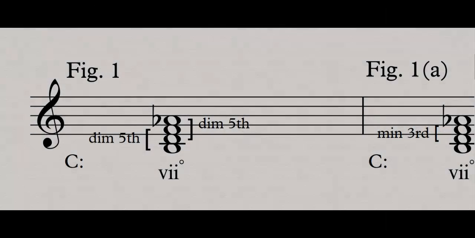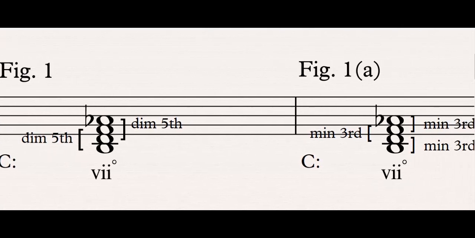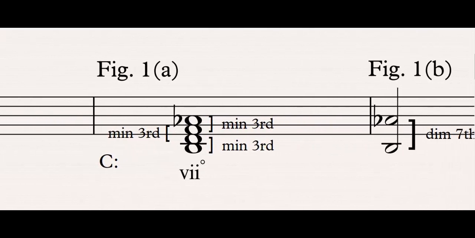If we take a closer look at the diminished seventh chord, we can see that it's constructed of two diminished fifth intervals, from the B to the F and the D to the A flat. We can also see that this can be broken down more into minor third intervals.